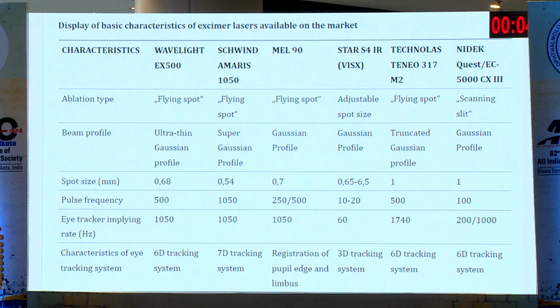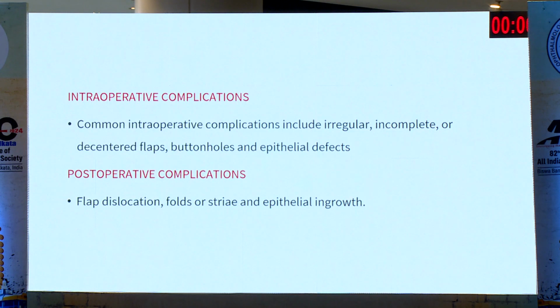So these are the different laser systems available in the market, from Wavelight to Schwind, ML90 and Nidek. Almost all the systems are good. Some have advantages, some have different software for topo-guided LASIK, some don't have. So coming to the complications, there are n number of complications that can happen with LASIK, although numbers are very limited. The common intraoperative complications are irregular or incomplete flaps, decentered flap, buttonholes or epithelial defect.